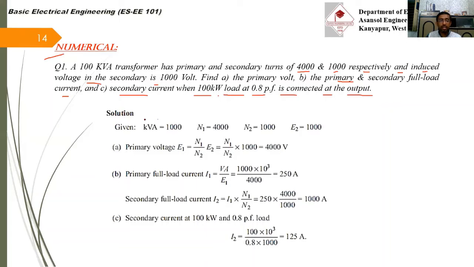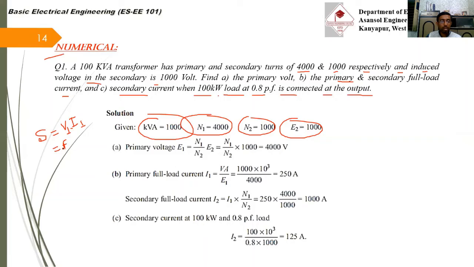Now what is given? The kVA rating is given, N1 value is given, N2 value is given, and E2 value is given. So if the kVA rating is given, what is kVA? Apparent power equals V into I. In case of primary, this is V1 into I1. So V1 here is equal to E1 for an ideal transformer, right? And this is also equal to E2 into I2.